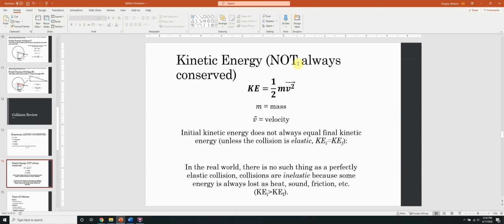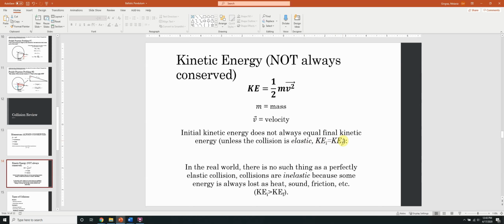Kinetic energy, on the other hand, is not always conserved. The way we find kinetic energy, which should be fresh in your mind because we were talking about it today, is 1/2 times the mass times the velocity squared. If the kinetic energy is conserved, that means the objects underwent an elastic collision, and the kinetic energy before is equal to the kinetic energy after, because no energy was lost in the collision. That's what energy conservation means.